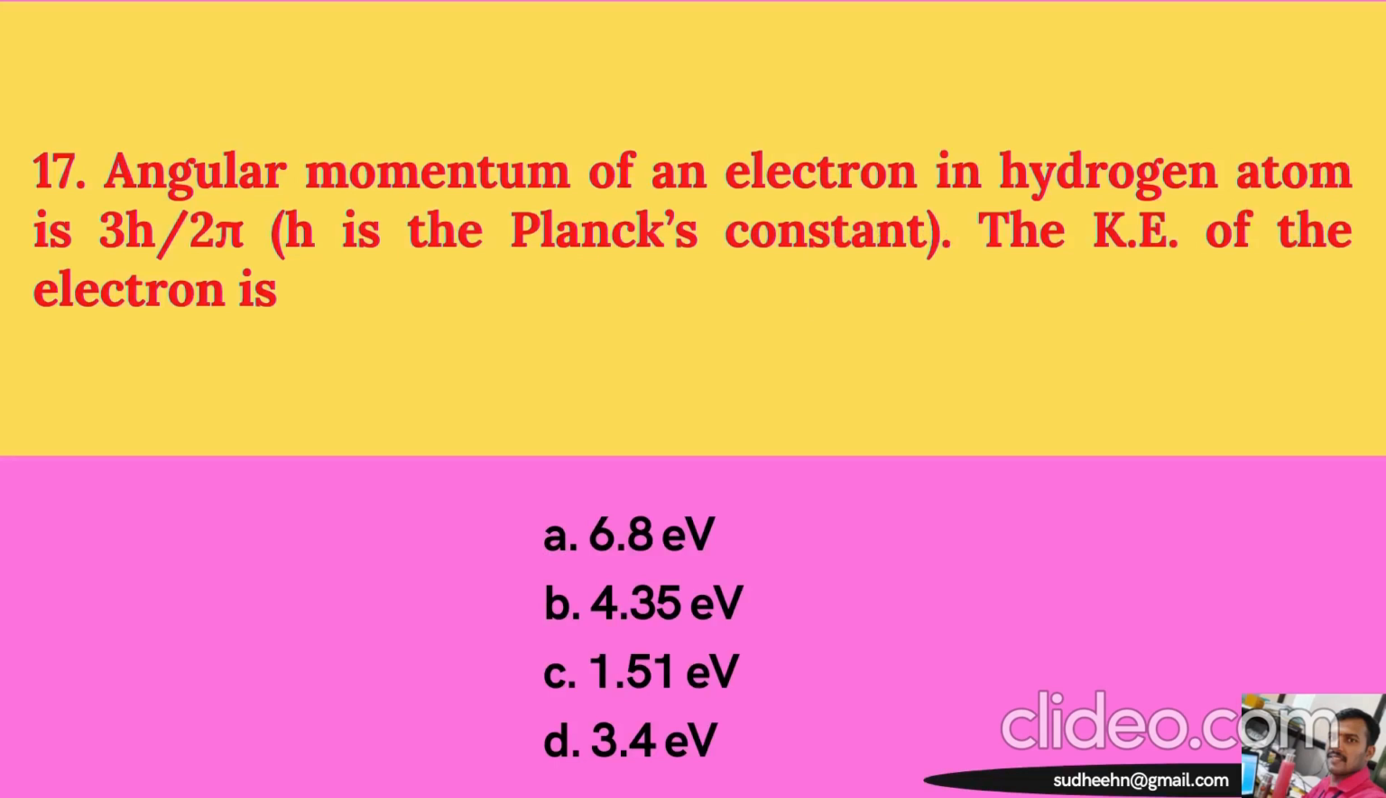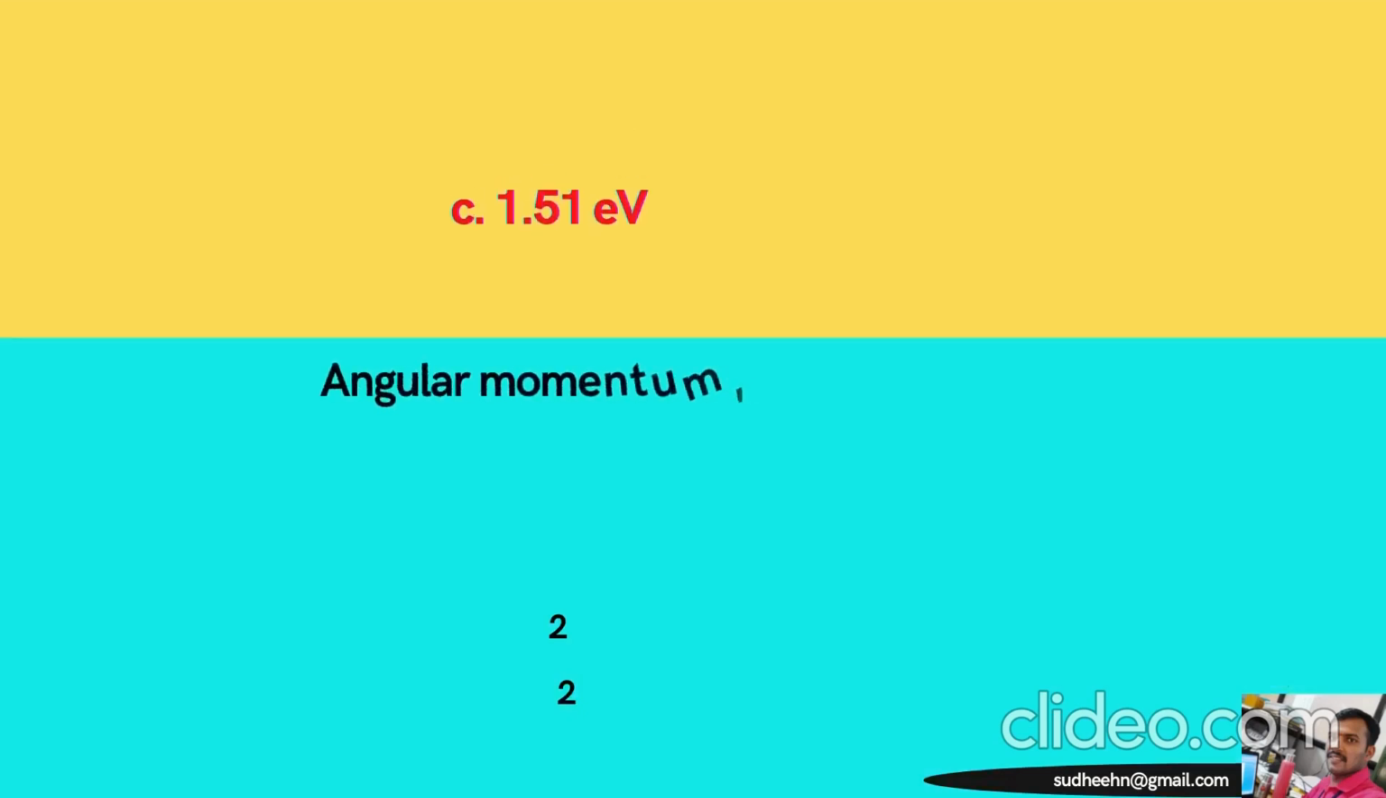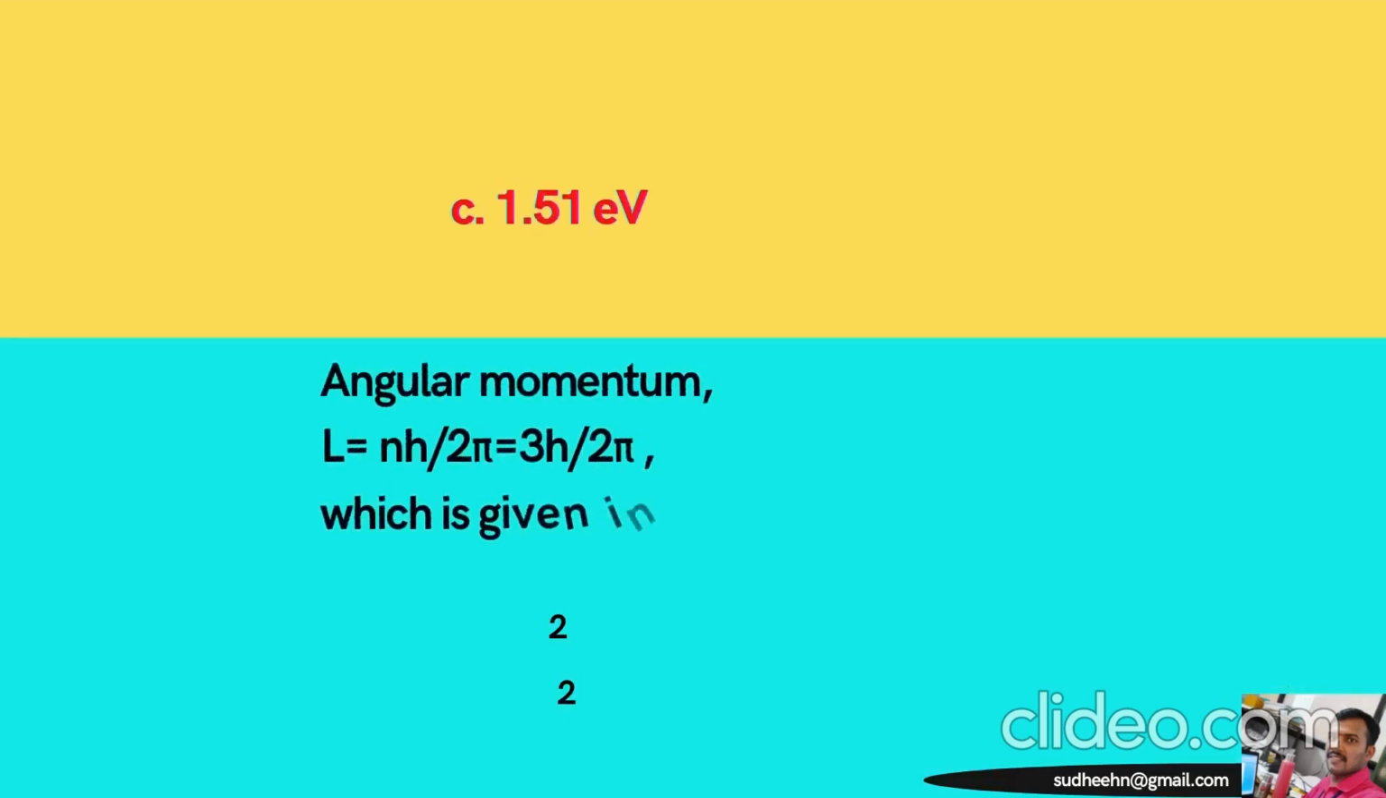Next, question number 17. The angular momentum of an electron in a hydrogen atom is 3h divided by 2π, where h is Planck's constant. The kinetic energy of the electron is: the options are 6.8 electron volt, 4.35 electron volt, 1.51 electron volt, or 3.4 electron volt. And the right answer is option C, that is 1.51 electron volt.